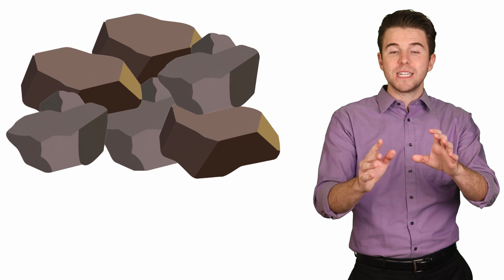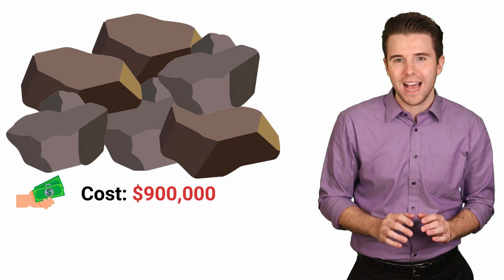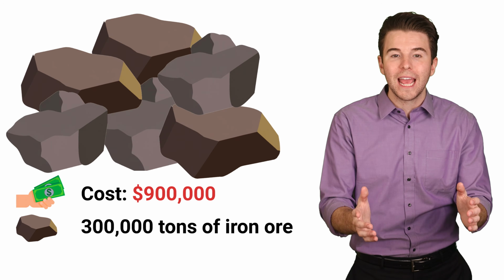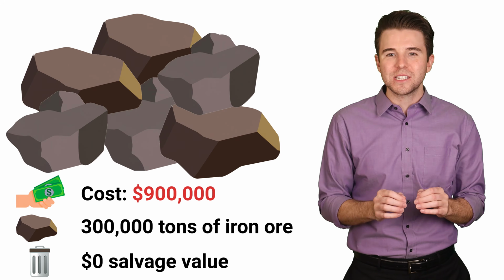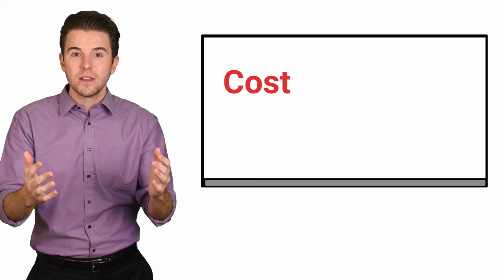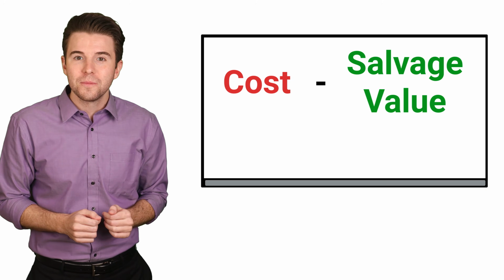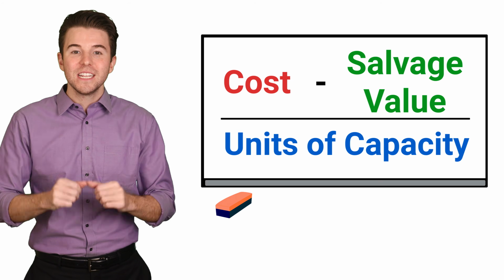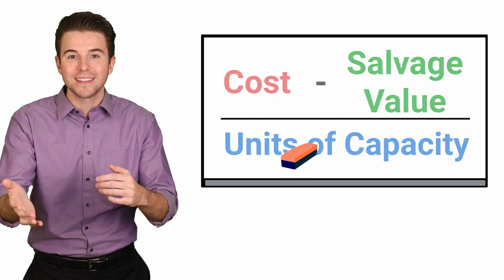Assume a company purchases an iron deposit for $900,000. It has an estimated 300,000 tons of iron ore and a $0 estimated salvage value. To compute depletion, we first take the asset's cost, subtract salvage value, and divide that by total units of capacity to get depletion per unit.